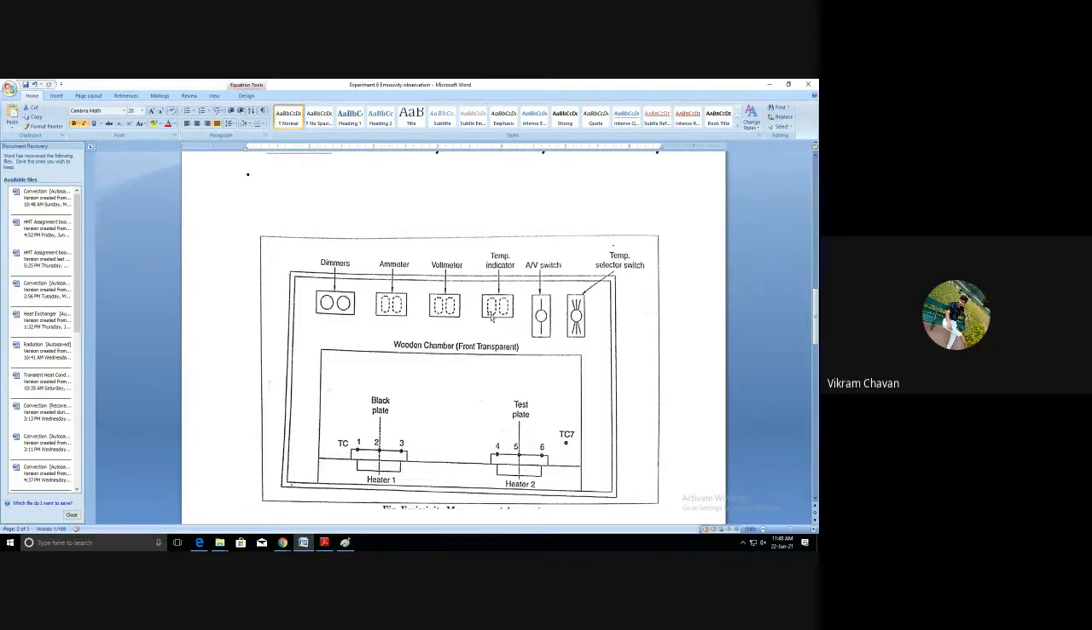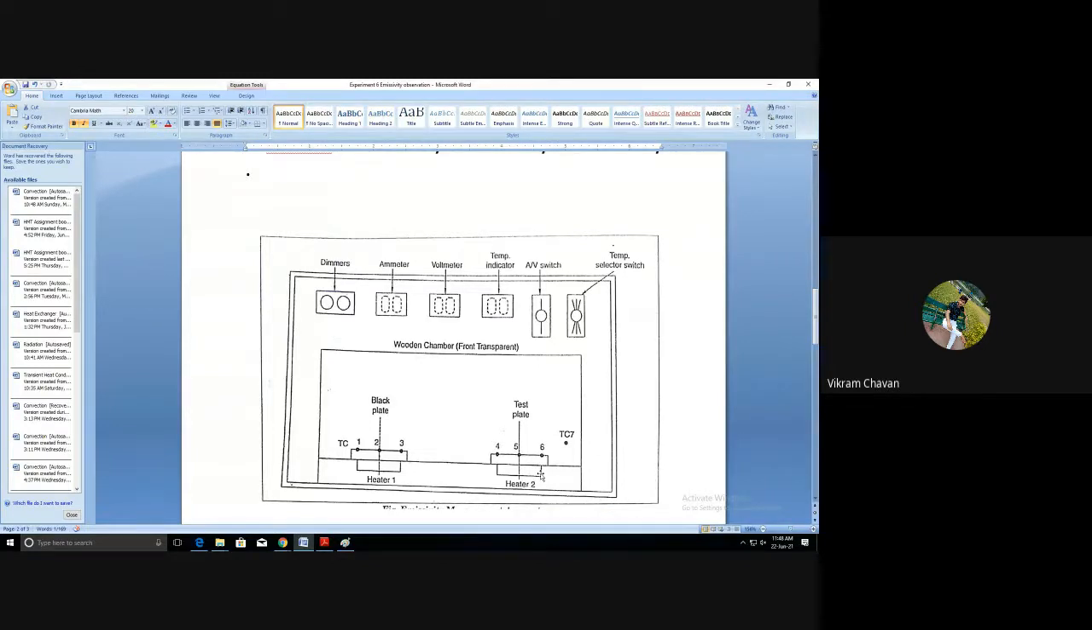The second thing we require is the input heat supply for these two plates, and to vary the input heat supply to the heater, two dimmerstats are provided. Dimmerstat 1, the B type dimmerstat, is used for the black body to vary the heat input for the black body, and the T type dimmerstat, which we have provided for the test plate, will vary the heater input for the test plate.